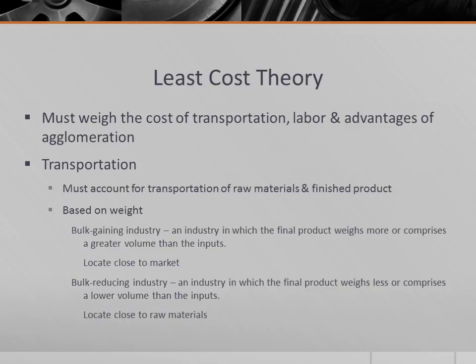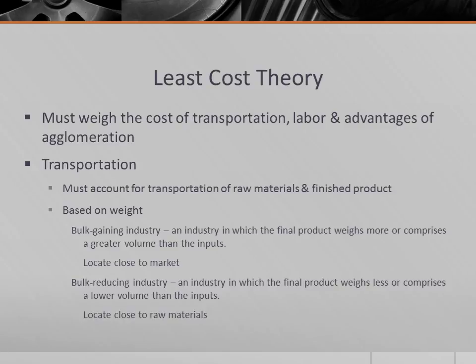So if we were to shorten it down, make it a little bit more usable, that's essentially what we're talking about. So we're going to mainly focus on transportation. Obviously, labor is an important part and the benefits of agglomeration are important, but in this case, we're going to mainly talk about transportation. So for a factory owner, you have to take into account the cost of shipping your raw materials and the cost of shipping your finished product. Essentially, transportation costs are higher when the item is heavy.